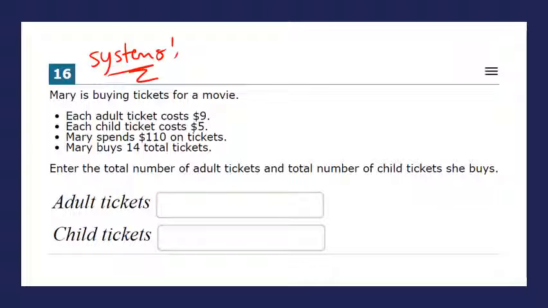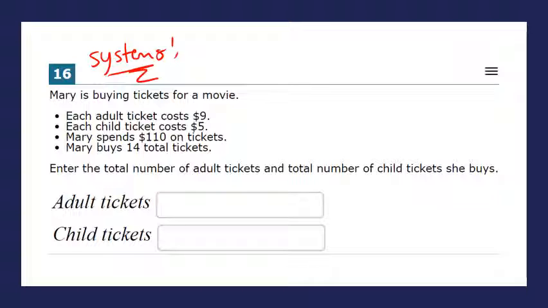The challenging part is that we have to read our way through the information and create our own system of equations. So let's read through our situation here. Mary is buying tickets for a movie. Cool. It says each adult ticket costs $9 and each child ticket costs $5. Mary spends $110 on tickets.